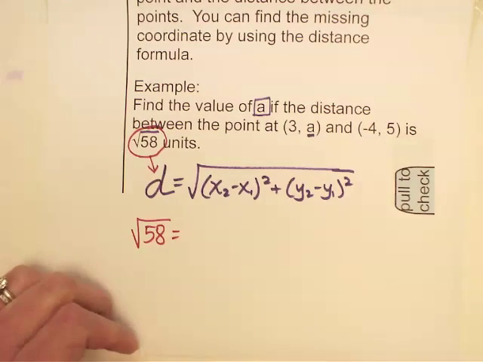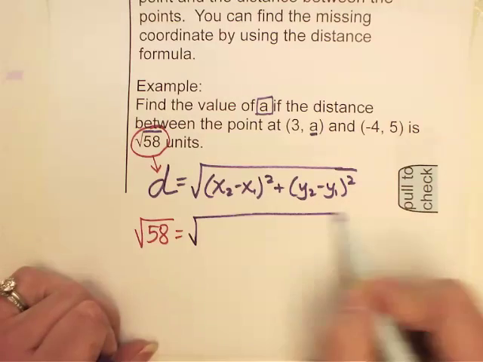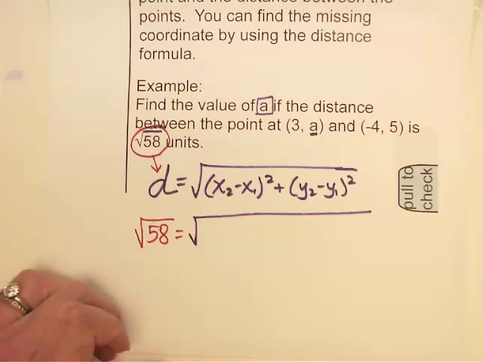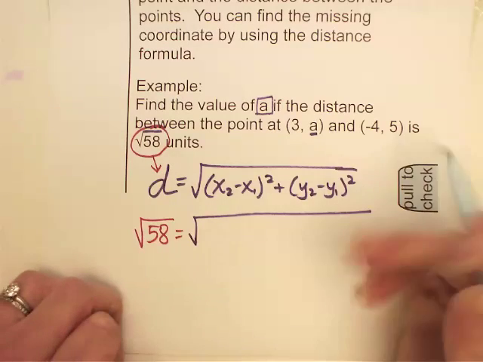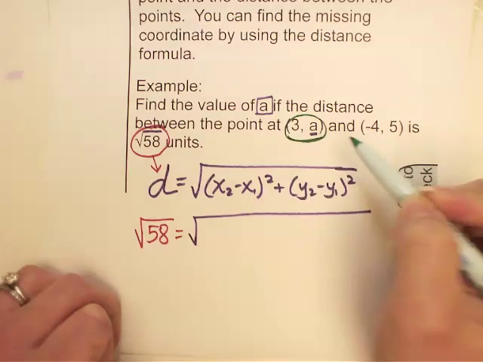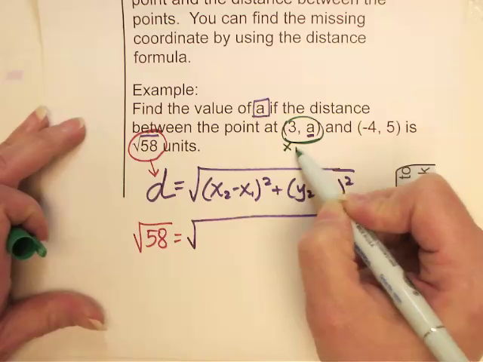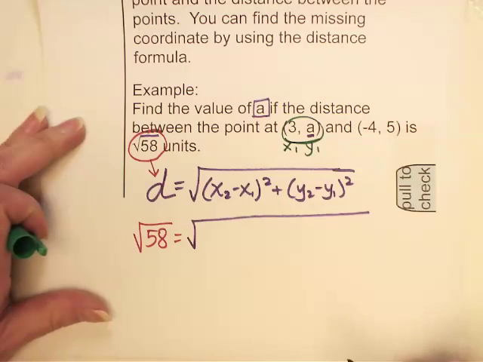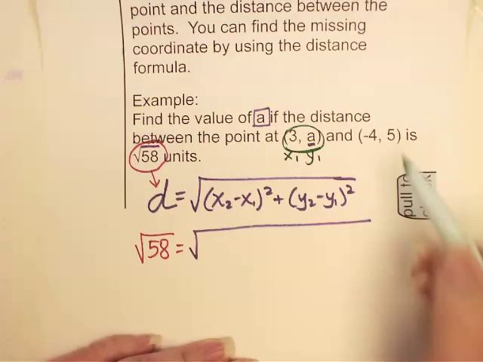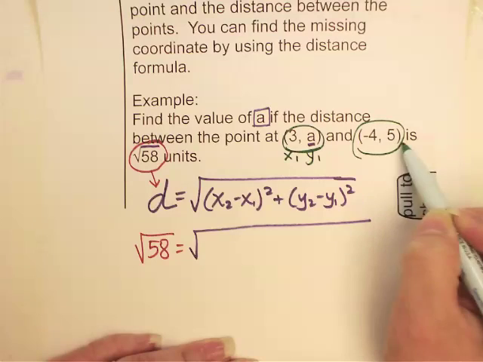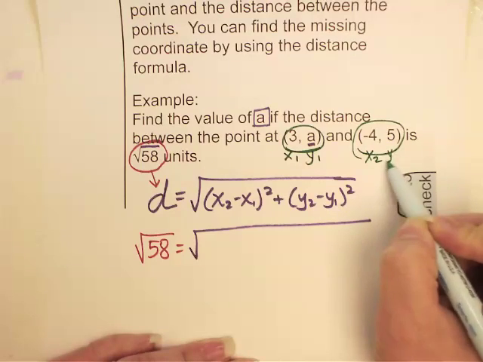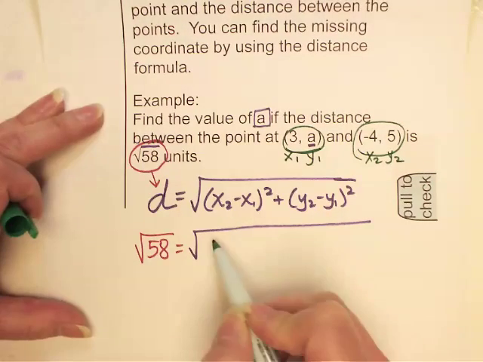What other information did they give me? Well, they gave me some information for the points. So I've got 3, A. I'm going to fill that in. I could say that's my x sub 1, y sub 1. And I also have points -4, 5, so that's my x sub 2, y sub 2. So let's fill that information in.